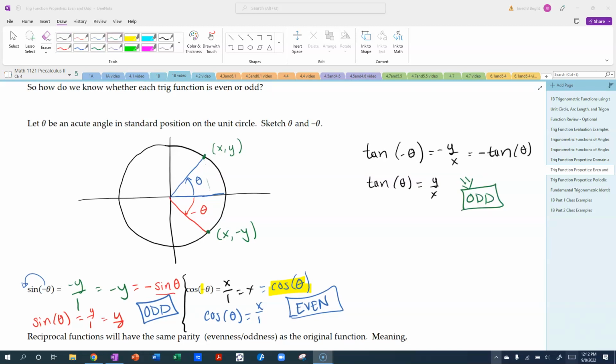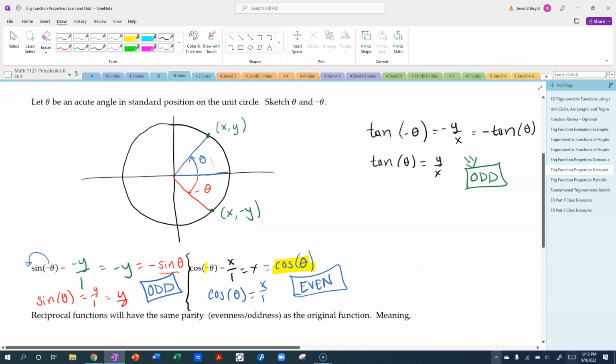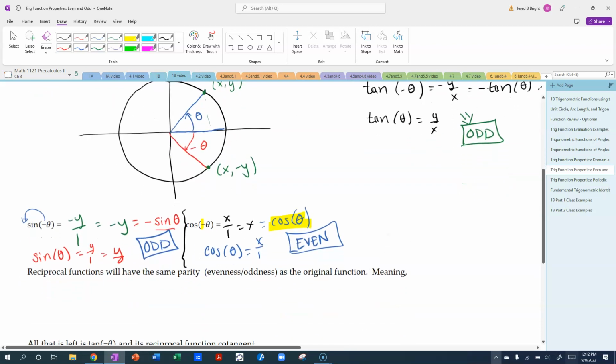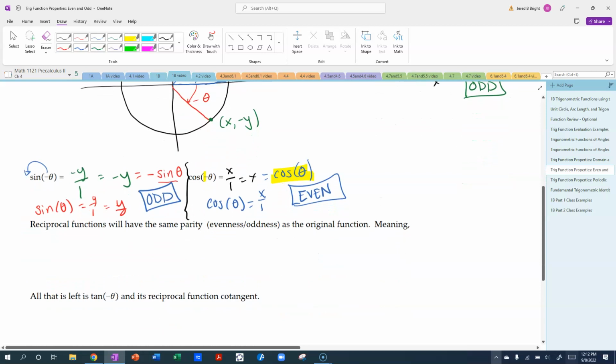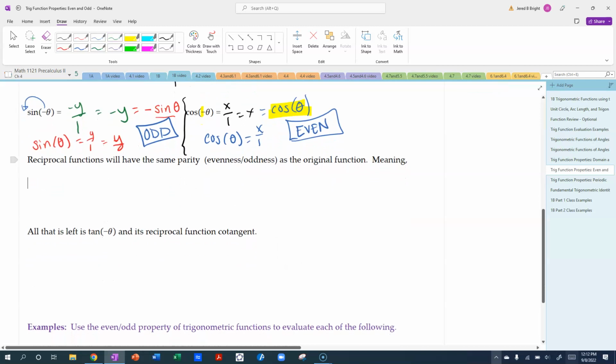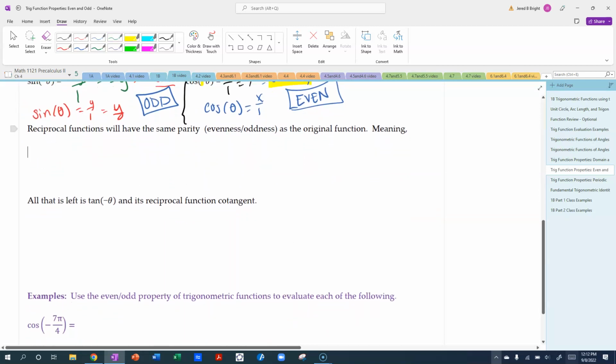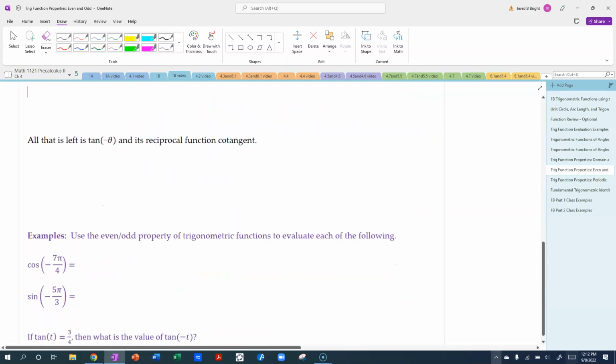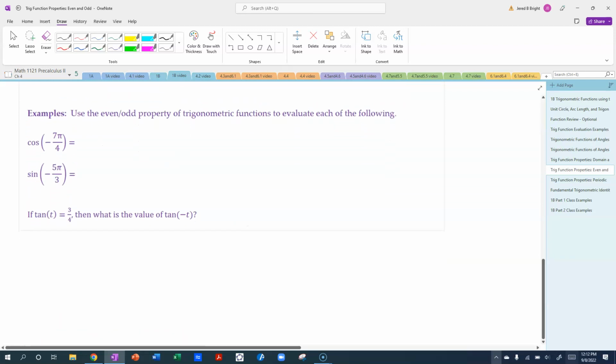Tangent ends up being odd. Okay, and now I didn't discuss the reciprocal functions, the cofunctions, only because they're going to have the same parity. So if sine is odd, then cosecant is going to be odd. The reciprocal doesn't change the evenness or oddness. Okay, so you can fill that in. And we did tangent, so we're speeding right along.